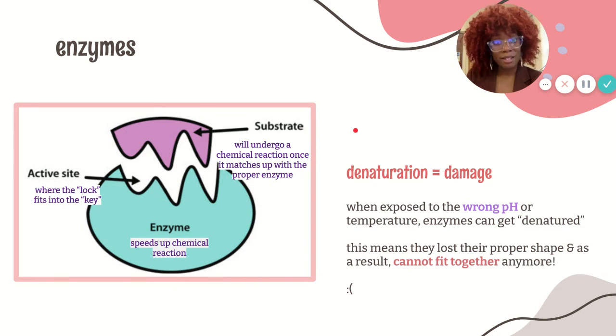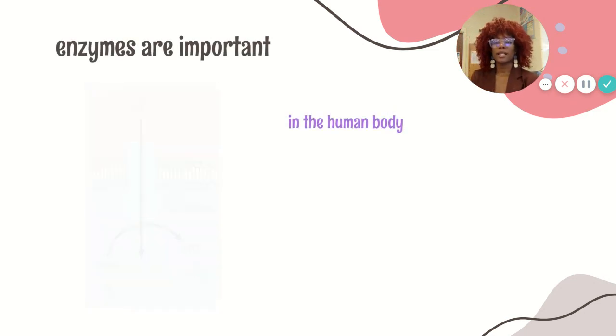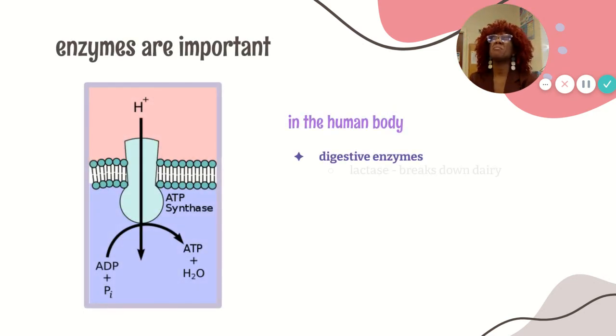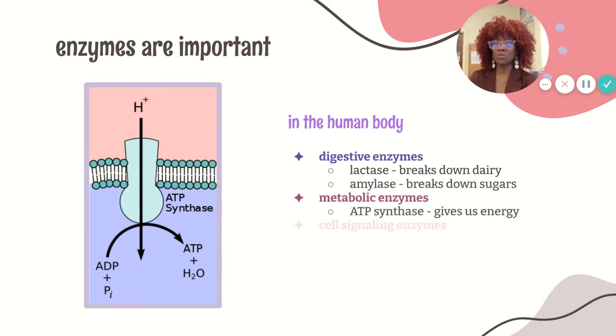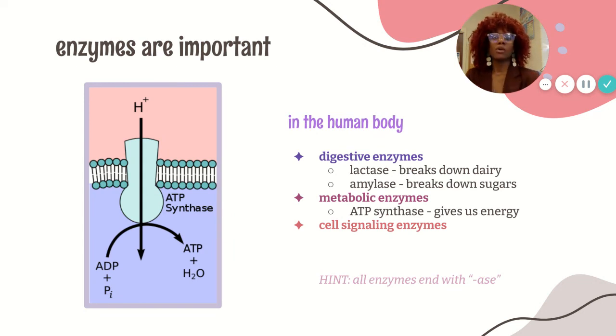And that can be bad because a lot of those chemical reactions that enzymes participate in are essential for life. Right? Because enzymes are extremely important. Oh my God, they're so important. Like I said, proteins do basically everything in the cell.